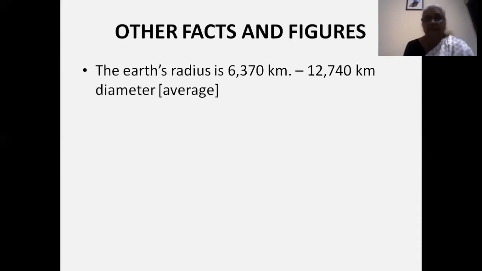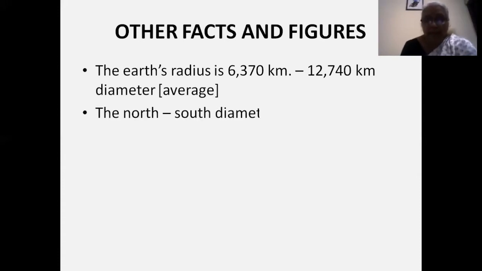Other facts and figures: we have an average diameter of 12,740 kilometers, and therefore the radius is 6,370 kilometers, north-south. These are figures you need to learn, remember and memorize. An easy way to remember it is that the average, of course, is 740.